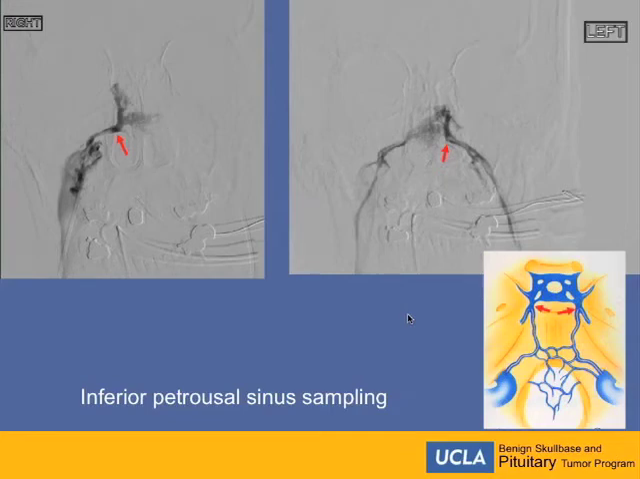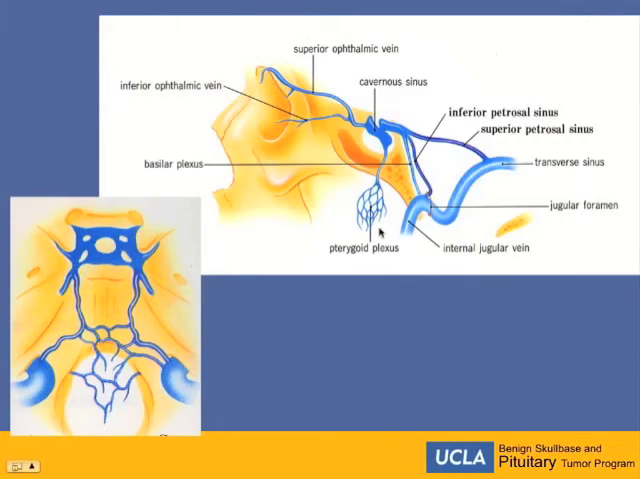And this just shows you the inferior petrosal sinus sampling. The important thing about inferior petrosal sinus sampling is the anatomy of the inferior petrosal sinus. Here is the internal jugular vein and the sigmoid and transverse sinus, and you have an inferior petrosal sinus coming from the internal jugular vein and going into the cavernous sinus. And this is the corresponding picture in AP view.